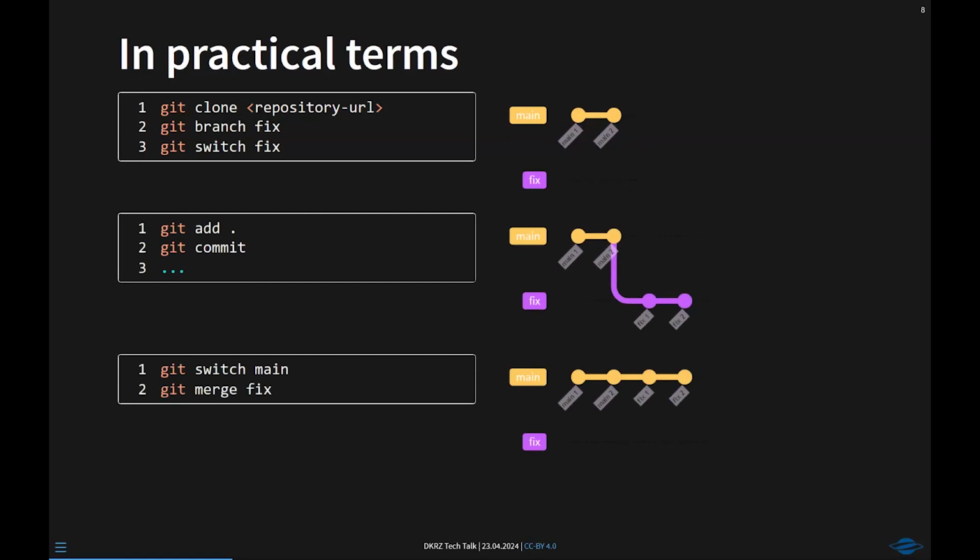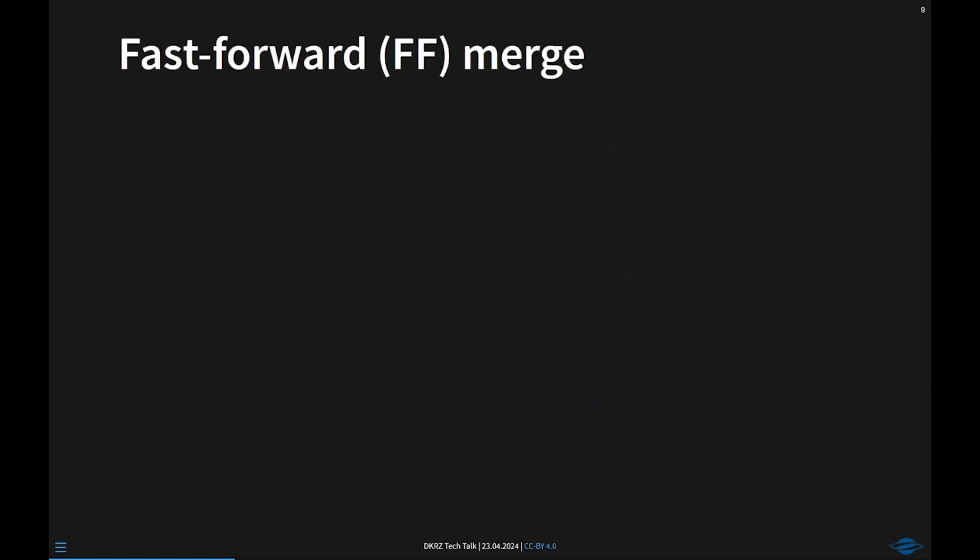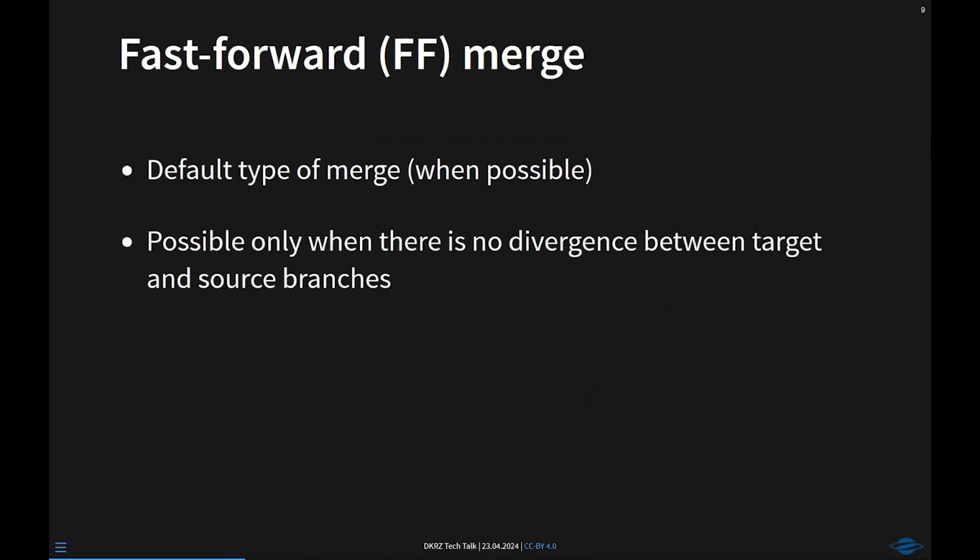And here you can see that there are no additional merge commits created. That's an important point because the first thing that Git will try to do when you try to do a git merge is the so-called fast-forward merge. There are multiple types of merge, but that's really the default type of merge that Git will use whenever it's possible. And it's only possible when there's no divergence between the branch that I'm trying to merge and my target branch. And that divergence happens when the tip of my target branch is not an ancestor of the tip of my source branch.